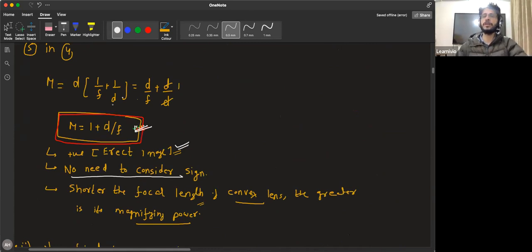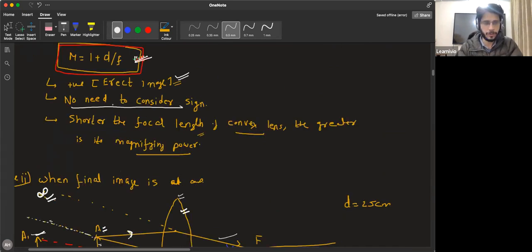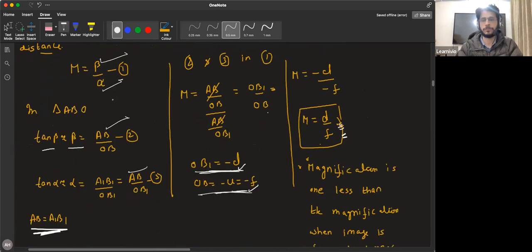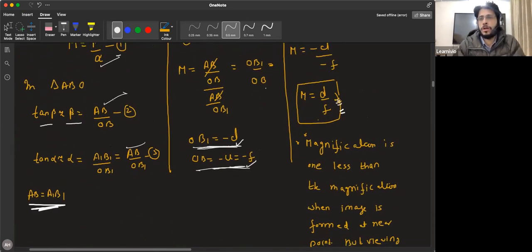So in which case do you get greater magnification? Noah, when your final image is at least distance or when your final image is at infinity? Why? Arpit, in which case do I get greater magnification, when your final image is at least distance or your final image is at infinity?